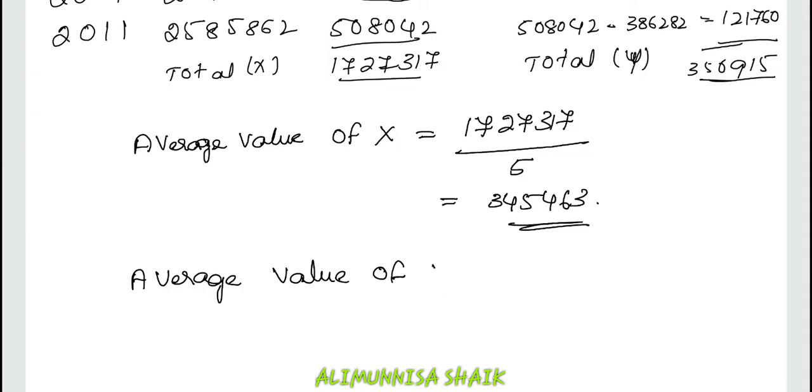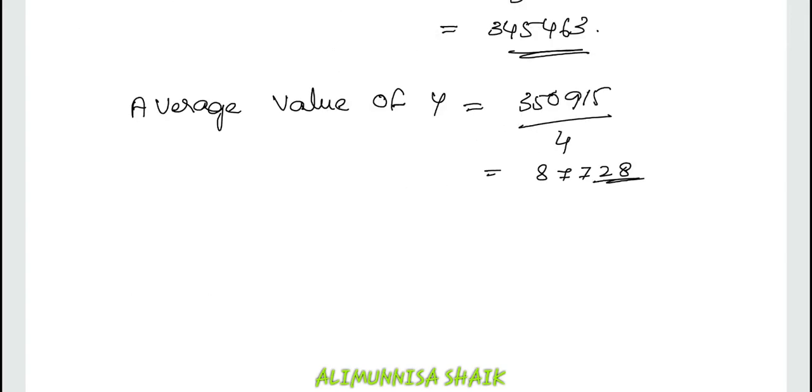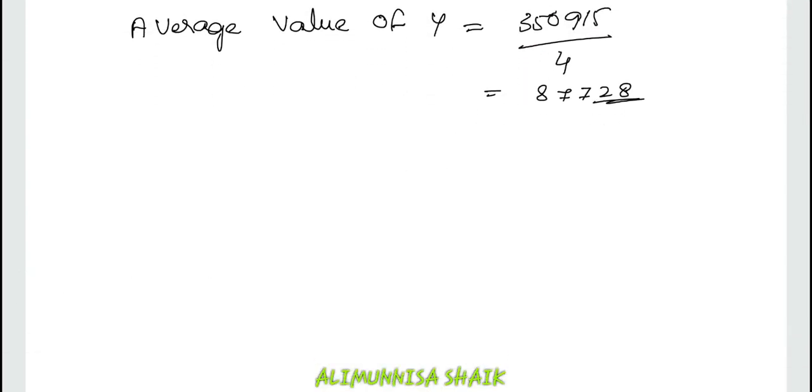So the average value of y will be equal to 350, the total, divided by how many numbers there are, how many counts we have done: 1, 2, 3, 4. So we have done it 4 times. We will be getting an average value of 87728. Okay. This is the average value of y.